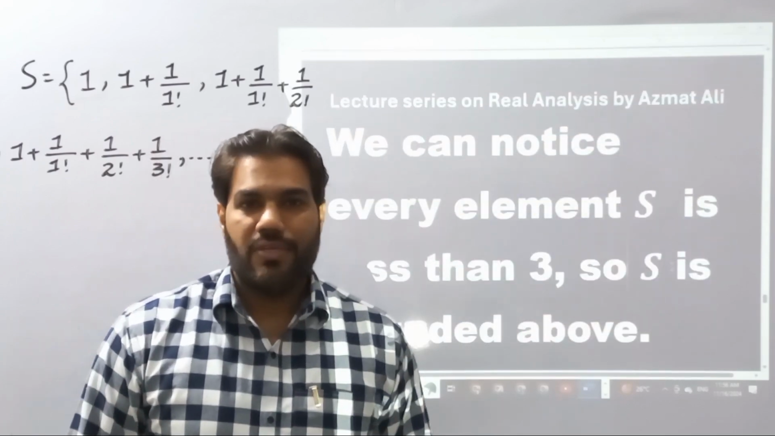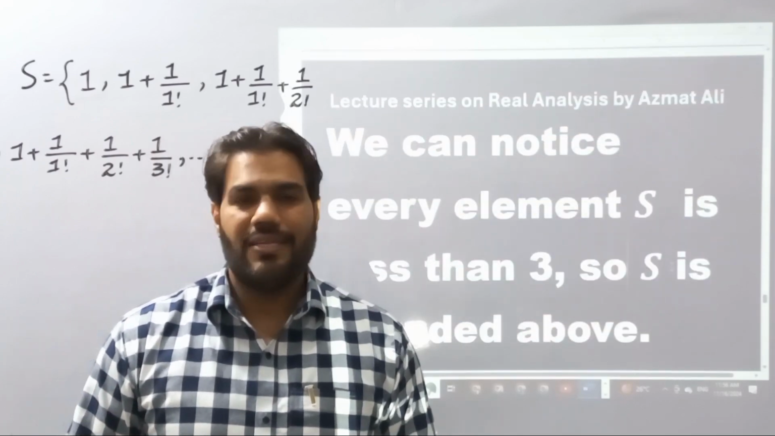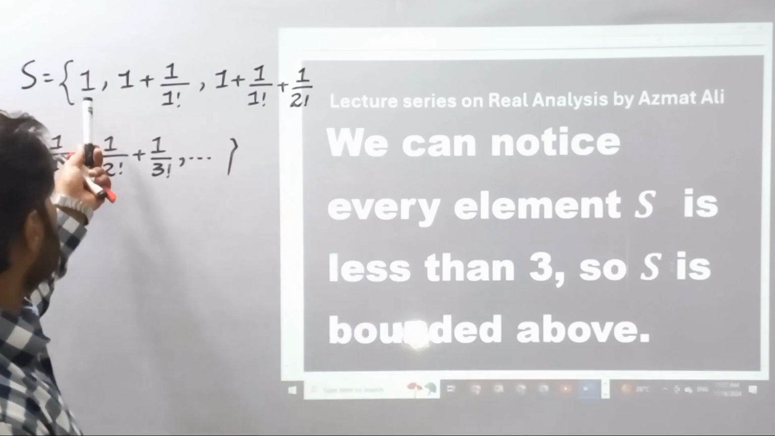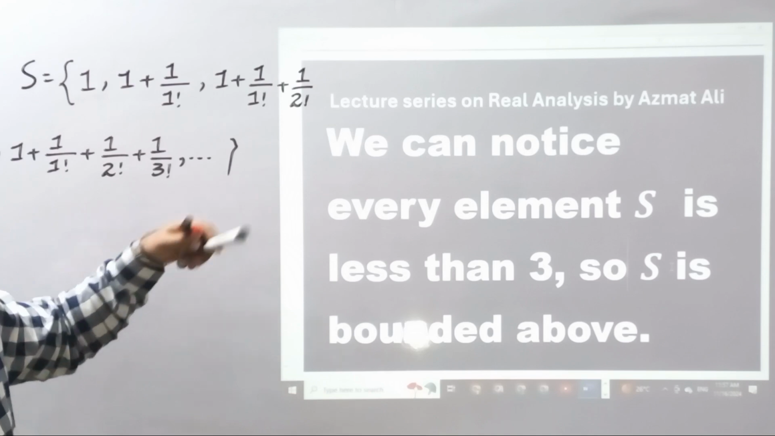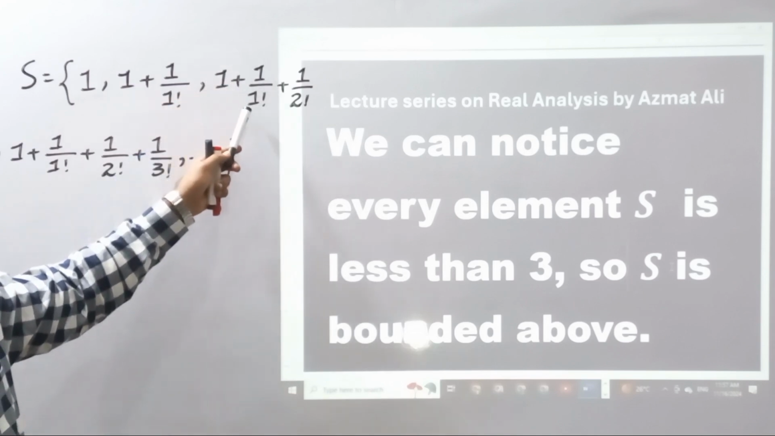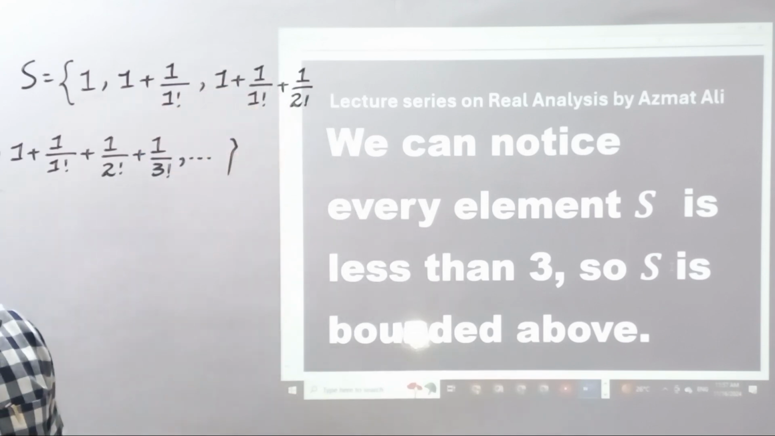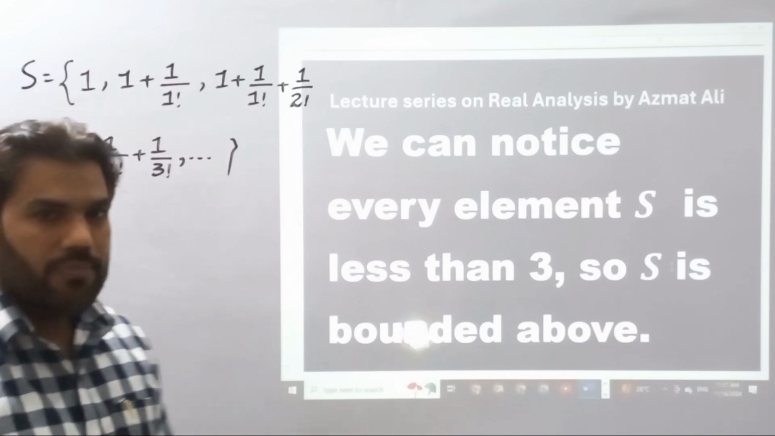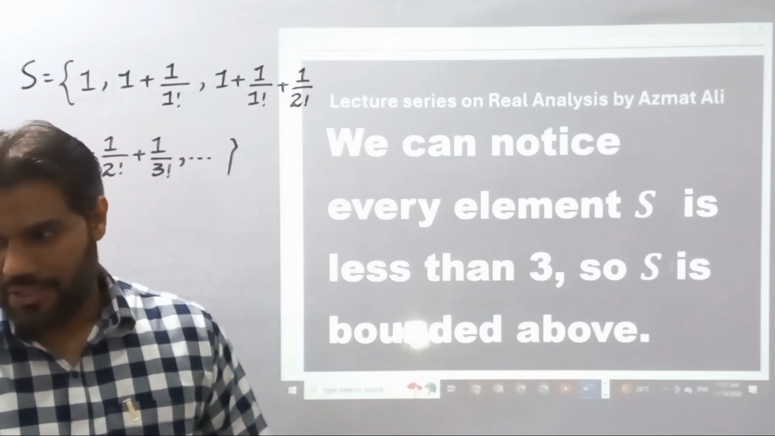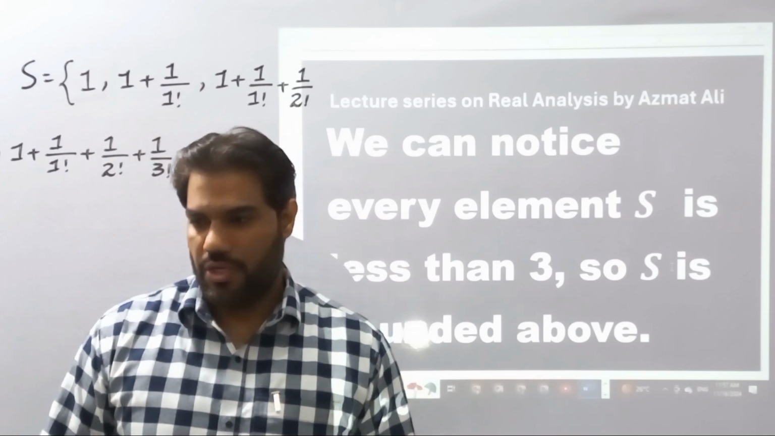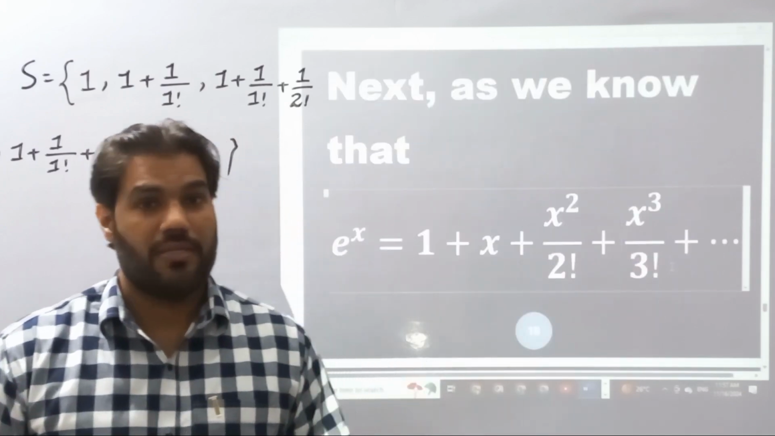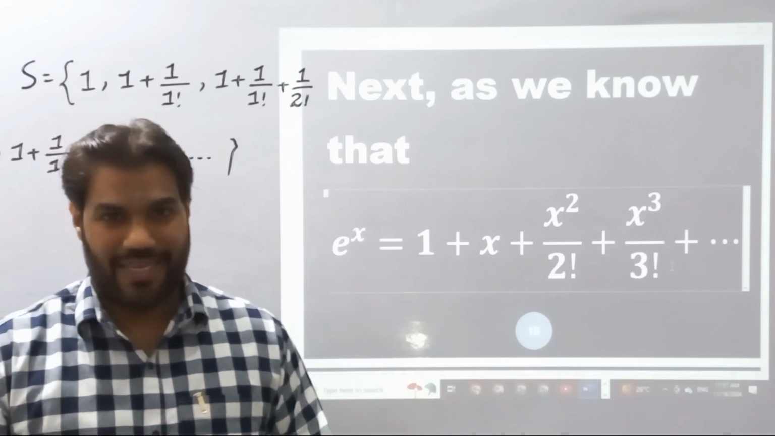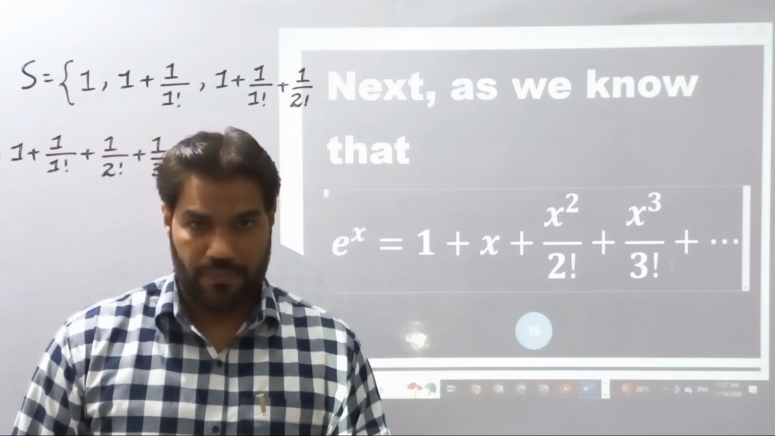We can notice that every element of the set S is less than 3. The first element is 1, that is less than 3. The second element is 1 plus 1 over 1 factorial, that is 2. The third element is 1 plus 1 over 1 factorial plus 1 over 2 factorial, which is 2.5. So every element you can calculate is less than 3. So S is bounded above, meaning every element is less than 3, so 3 is an upper bound of set S.